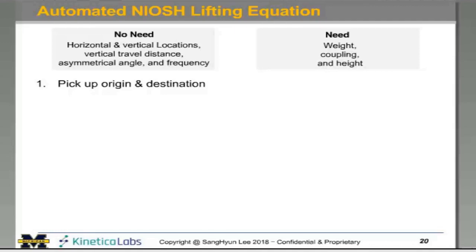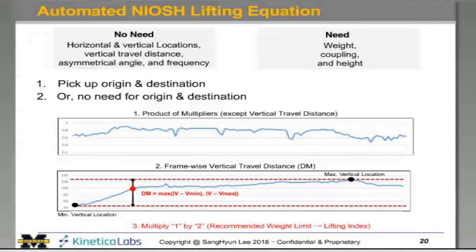Or you can let the system pick the origin and destination. It's slightly different. So in this case, you actually don't need to put in the origin and destination. You can just put in the video. And then our system will figure it out frame by frame, calculating everything.